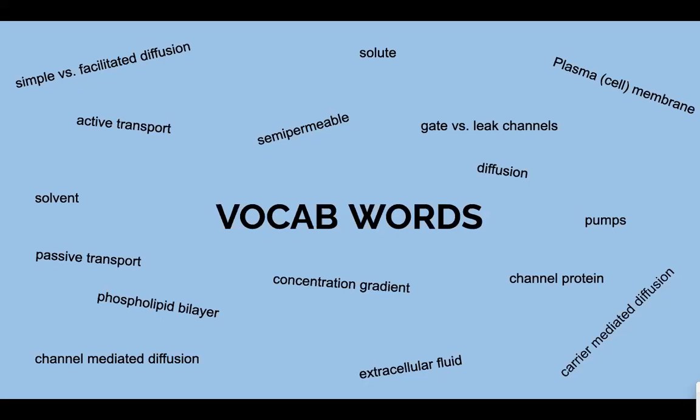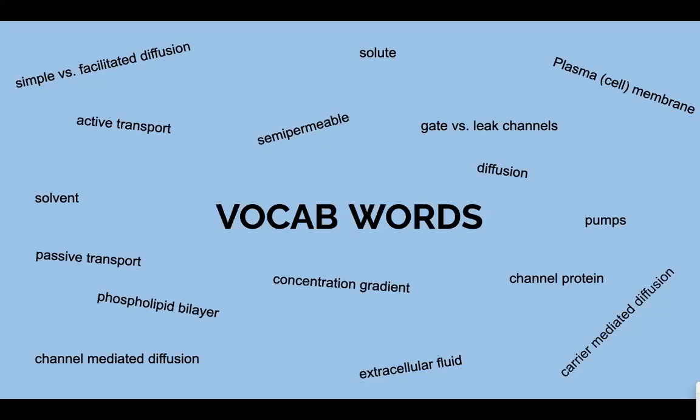The semi-permeable refers to the property of the cell membrane, allowing certain substances to pass through while restricting others based on their size, charge, and polarity. Passive transport is the movement of substances across the cell membrane without the input of energy. And then diffusion is the passive movement of molecules or ions from an area of higher concentration to an area of lower concentration, resulting in their even distribution.